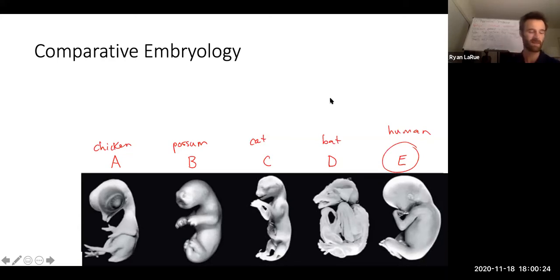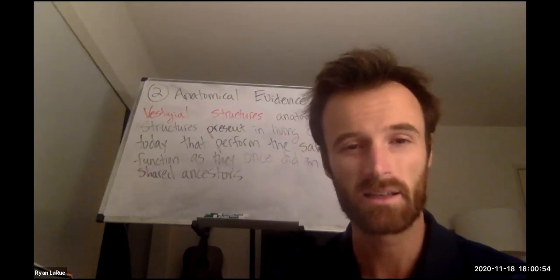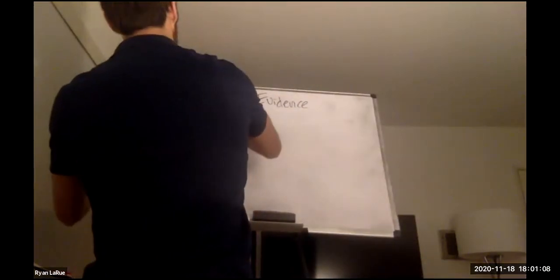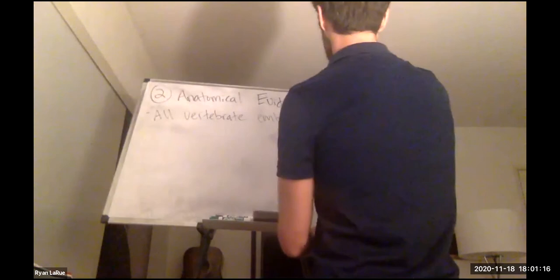So this is emphasizing the point that there are many developmental genes that are shared amongst vertebrates because of their common ancestry. They're all very closely related to one another. And an interesting fact is that all vertebrate embryos actually develop gill slits. So I'll write this down. It's just a fun, interesting fact as part of this anatomical evidence. So all vertebrate embryos develop gill slits.